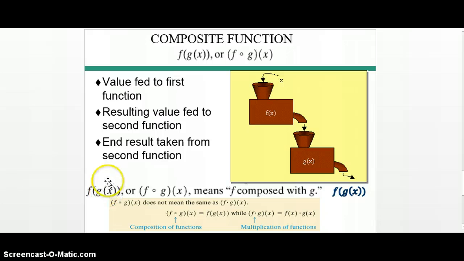The notation for composition function is f composition of g of x. f composition of g of x equal to f of g of x, while f times g of x equal to f of x times g of x. So the composition of functions and the multiplication of functions are different.